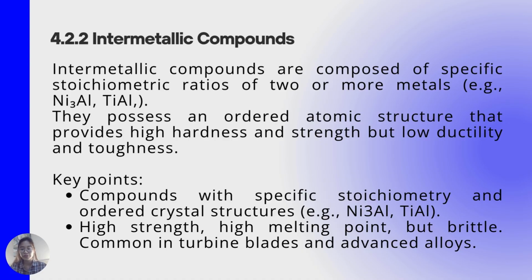But they are also brittle, especially at room temperature. Their atomic bonding is a mix of metallic and covalent, giving them ceramic-like strength but limited ductility. These compounds are used in aerospace and high-temperature applications, such as turbine blades or jet engine components, where maintaining strength at elevated temperature is critical.